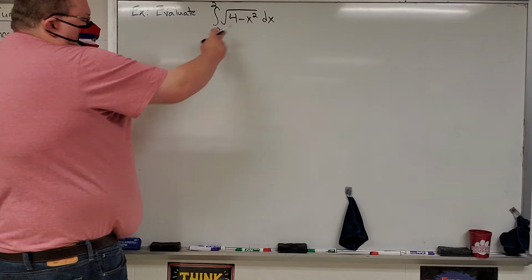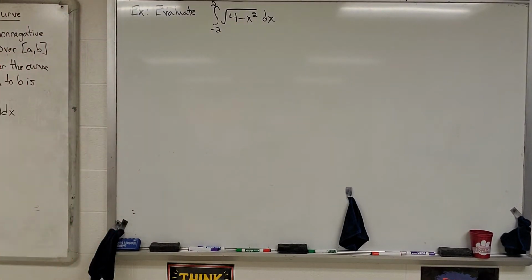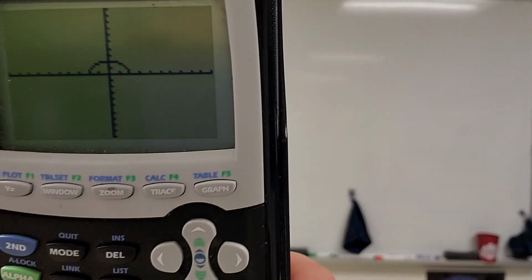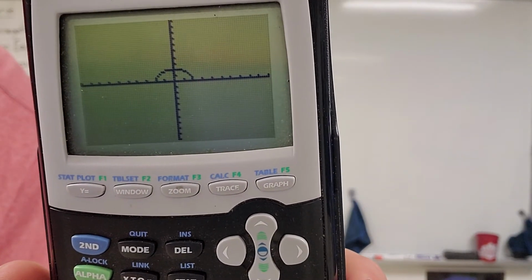Let's graph that function real quickly on the calculator. I want you to do this with me, okay? I want you to graph this on your calculators as you're watching this. Let's see what that function looks like. The square root of 4 minus x squared. When you do that, you get a function that looks like this.